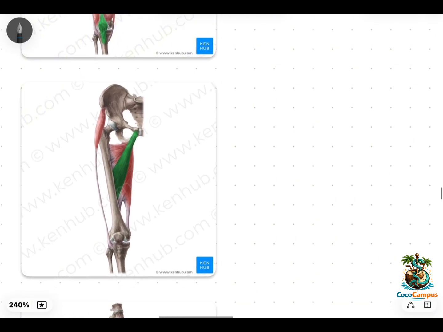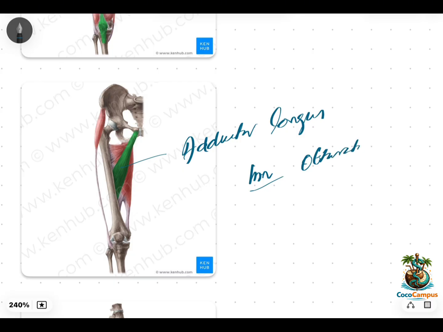The adductor adducts. Your first muscle here is your adductor longus. But before we talk about the muscles, let me tell you the innervation. It's the obturator nerve, which is L2, L3, L4. So your medial compartment, adductor adducts, is innervated by the obturator nerve, L2 to L4.